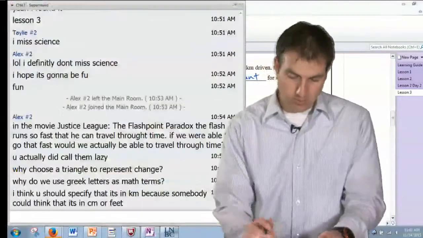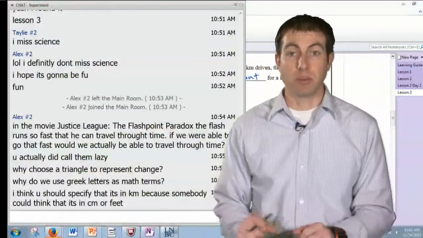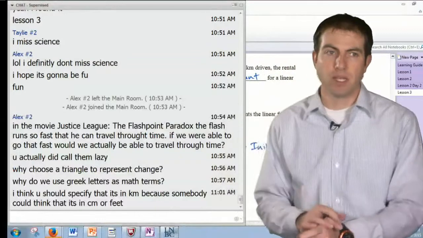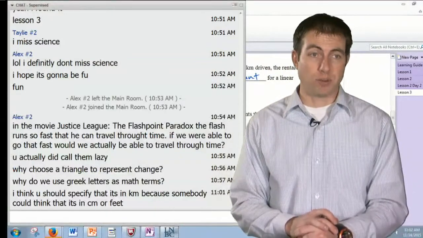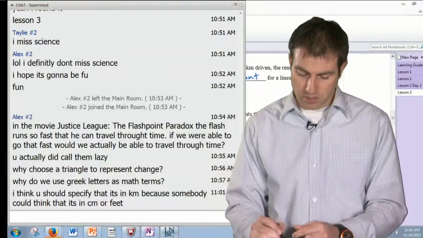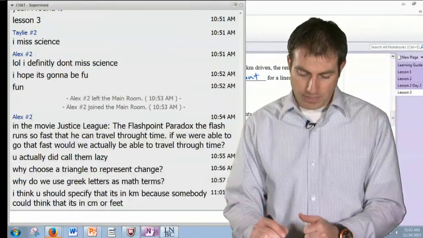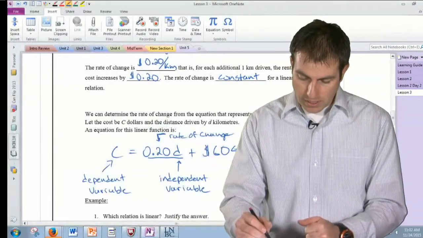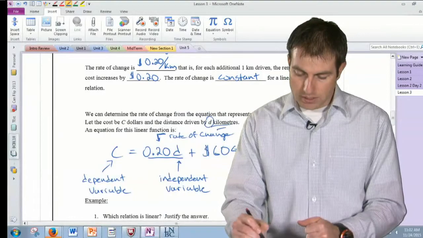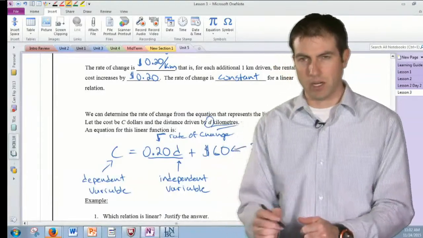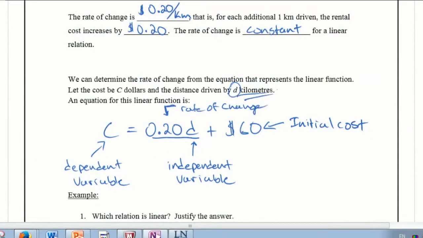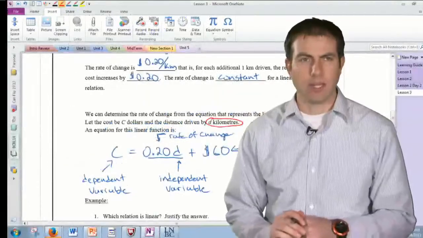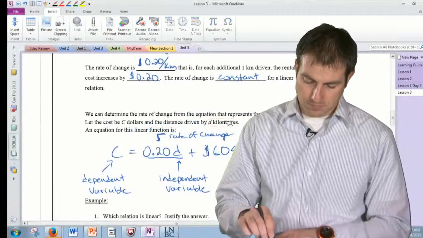Alex is harassing me for my units, which I appreciate because units are extremely important. You specify that it is in kilometers because somebody could think it's in centimeters or feet or something like that, which is true. I guess that gets covered here. The D is in kilometers. It says it in the paragraph here. So the distance is in kilometers. It was written out for us already. So that's where that comes from. Hopefully that makes a little bit of sense.